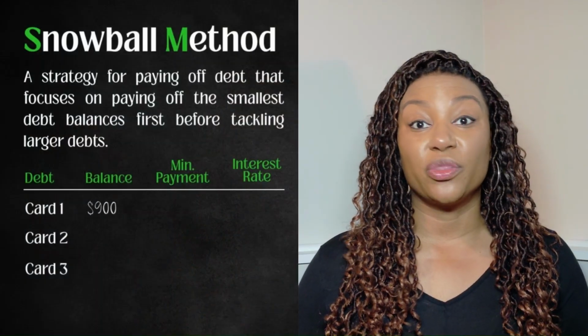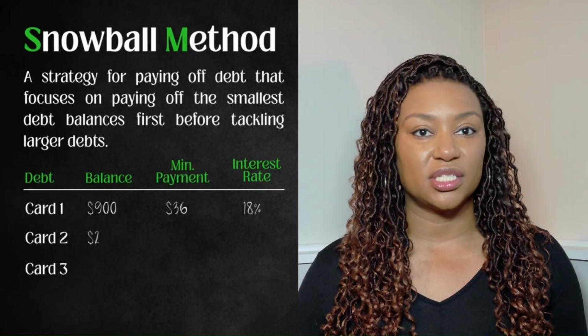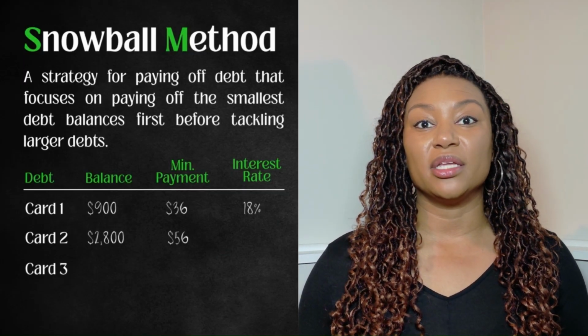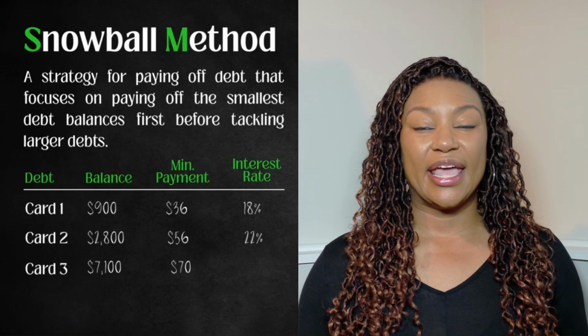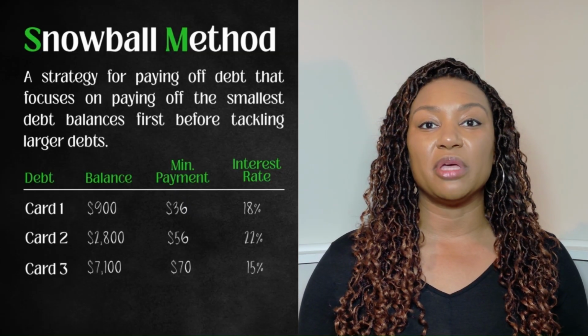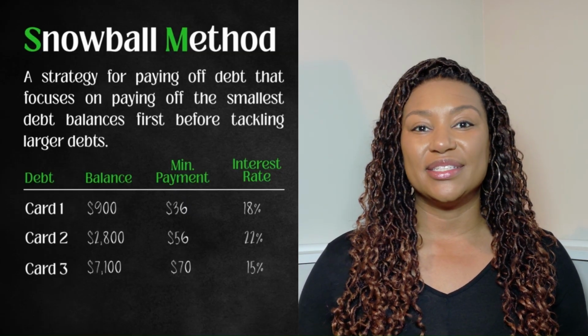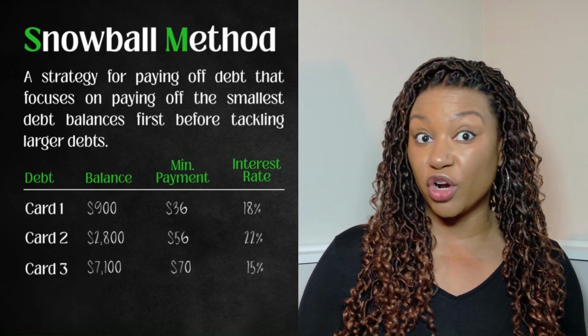Okay, let's say you've got 3 cards, one with a $900 balance with a minimum payment of $36 a month at 18% interest, and a $2,800 balance with a minimum payment of $56 at 22% interest, and a $7,100 balance with a minimum payment of $70 at 15% interest. The debt snowball method would have you knock out the $900 balance first.